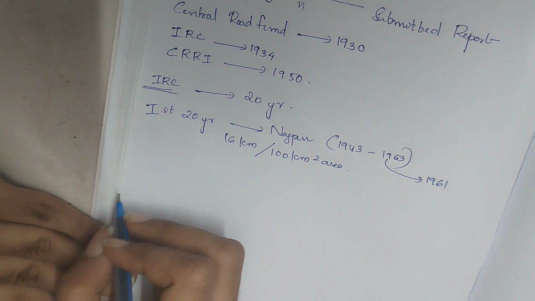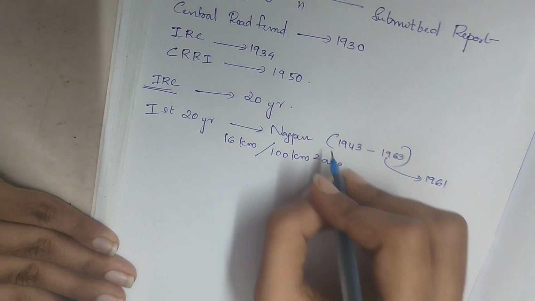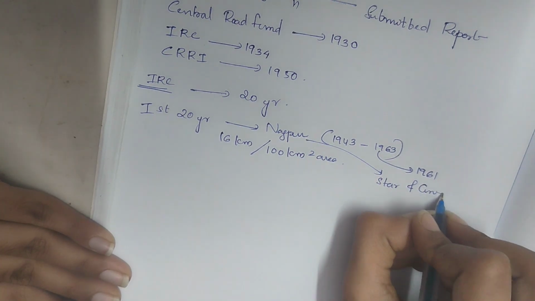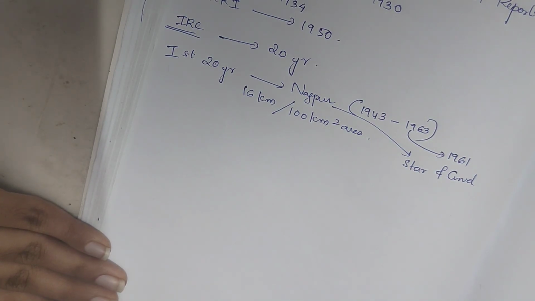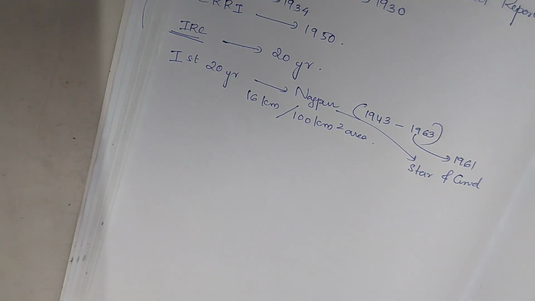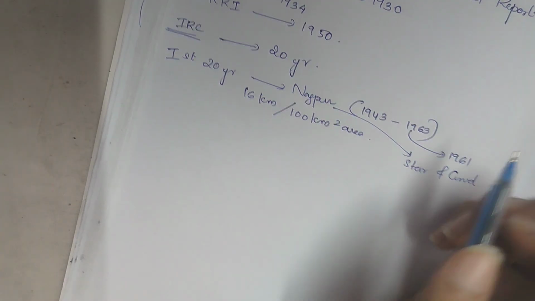The main important point was that the roads constructed in these 20 years should be interconnected with each other through star and grid pattern. This is the most important point, star and grid pattern. The decided targets were achieved 2 years before, that is, in 1961.